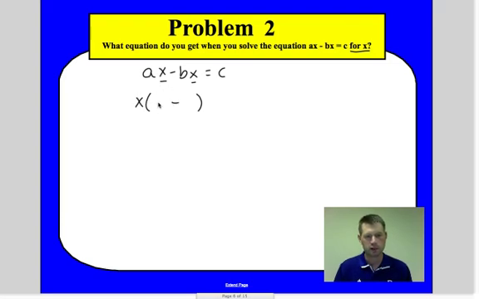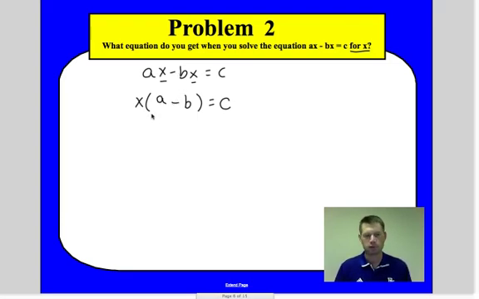So what would have to be here to take x times something to get ax? Well, if you thought a, you're right. What would I have to multiply x by to get bx? That would be b. So that's how you reverse the process. Later on we're going to call this factoring, but right now we're just reversing the distributive property. If you check it, x times a is ax, x times b is bx, and a minus sign in between. So it works out.